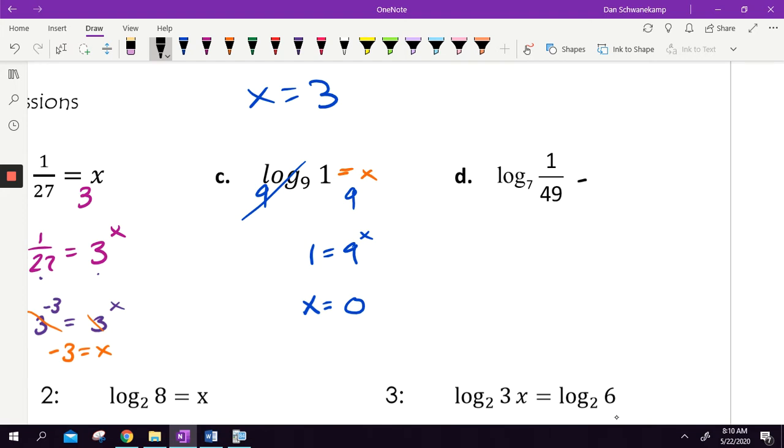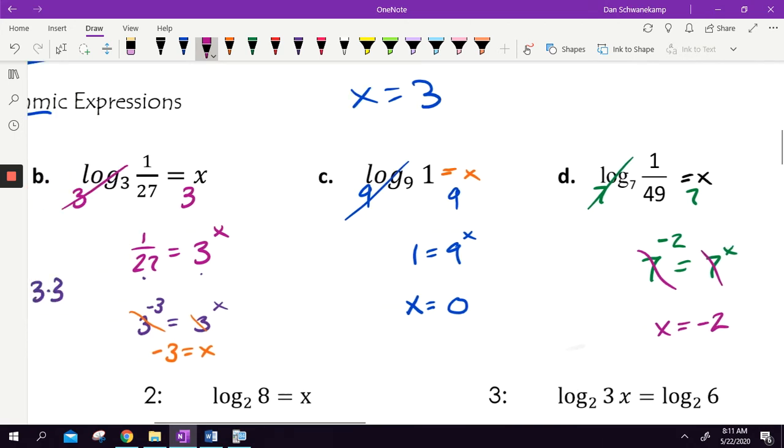And letter D, I'm going to make it equal to x. To get rid of log base 7, I'm going to raise both sides to a base of 7. This cancels. 7 to the x. I need to rewrite 1/49 as 7 to some power if I can. And I can. 7 to what power gets me 1/49? Well, negative 2, because 7 squared gets me 49. Well, if I write it that way, the 7's cancel. X is negative 2.